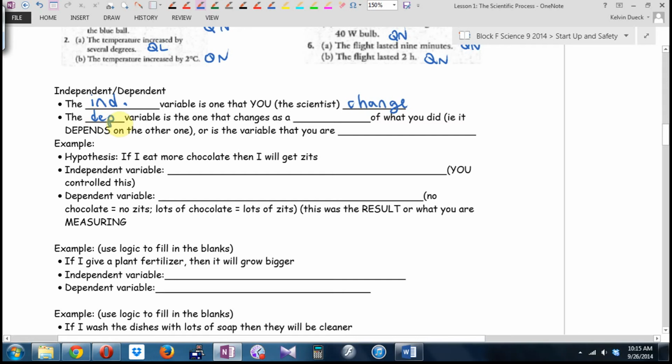The dependent variable, DEP, is the one that changes as a result of what you did. It depends on what the first one did. That's why it's called dependent. And usually, the dependent variable is the variable that you are measuring or observing. It's usually the point of what you're trying to figure out.